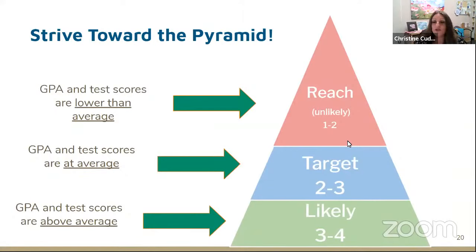Target schools, 2 to 3 schools that are right in your range. They are top of your list, you're really interested in them, and you have a really high probability of getting accepted to those schools. So you want to have about 2 to 3 of those on your list. And then 1 to 2 reach schools, your dream school, that school that you have always wanted to go to. There's not necessarily a high probability that you'll get accepted, but you never know. So you're going to apply and see if you have that chance to get into that school.